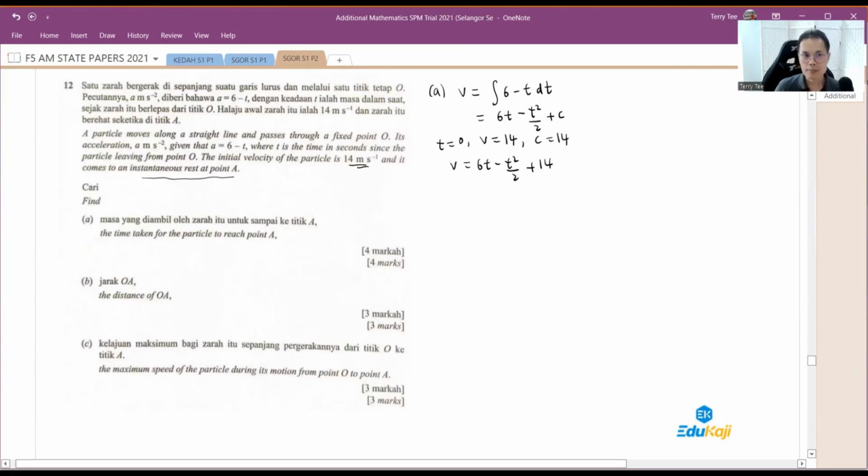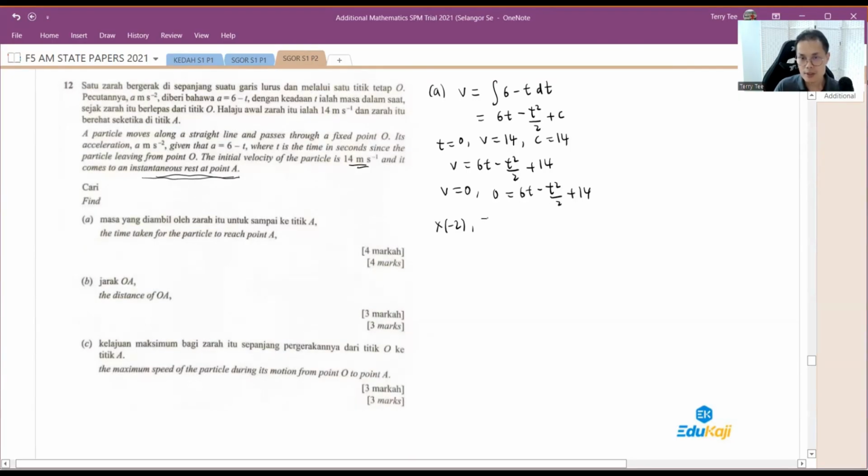Okay, now we know the particle comes to instantaneous rest at point A. That means your v is 0. So let's put 0 inside. What I need to do is solve for t. Let's just multiply everything by -2 so that I can get rid of this negative.